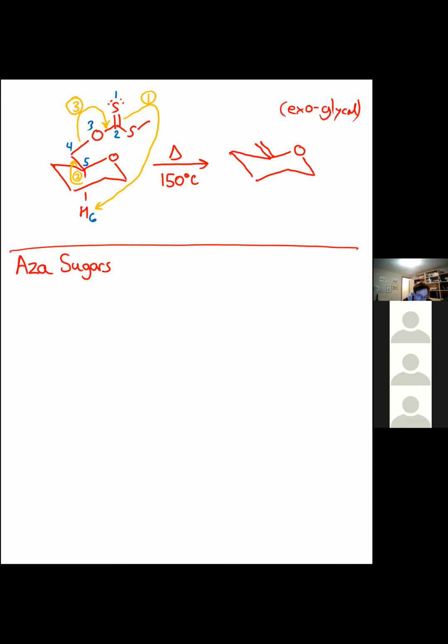So an aza sugar just means nitrogen present. And again, the two dominant aza sugars, amino sugars. Aza means it's in the ring. We'll come back to them. Aza sugars, I don't really care too much about those right now.